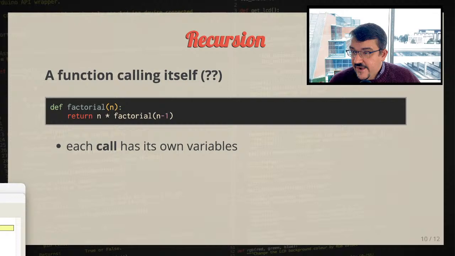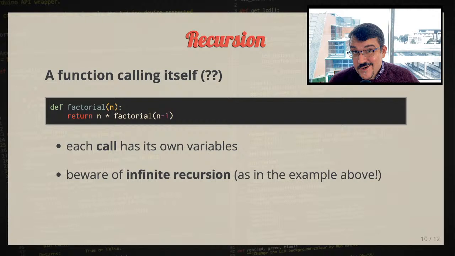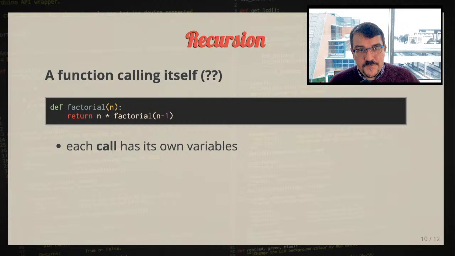So each call has its own variables, but there's a problem with this code, as I've shown it here. And because now it's time to go, I will let you look and try to figure out what is the problem here. Oops, I'm giving something away. But take a look at this function and then try to step through it, not in Thonny or in Visual Studio Code or something, but by hand. Just walk through, okay, what's going to happen when I try to find the factorial of 5? And what is the problem here? And that's something that we can then use to start our discussion on Monday.